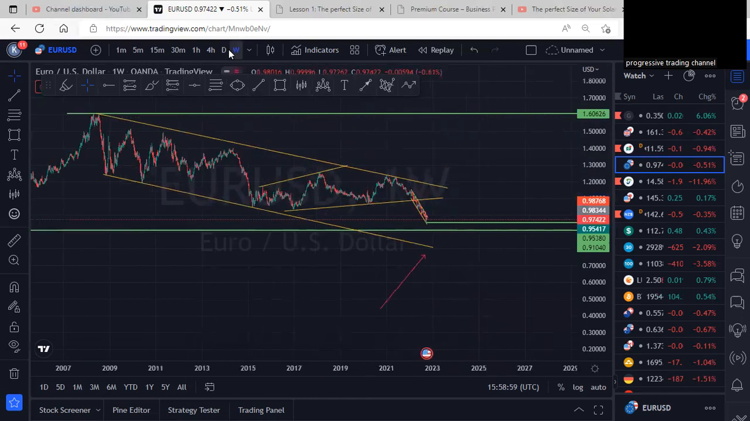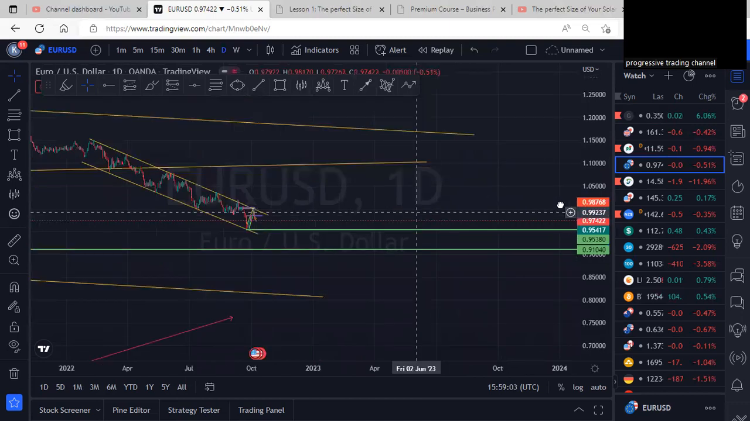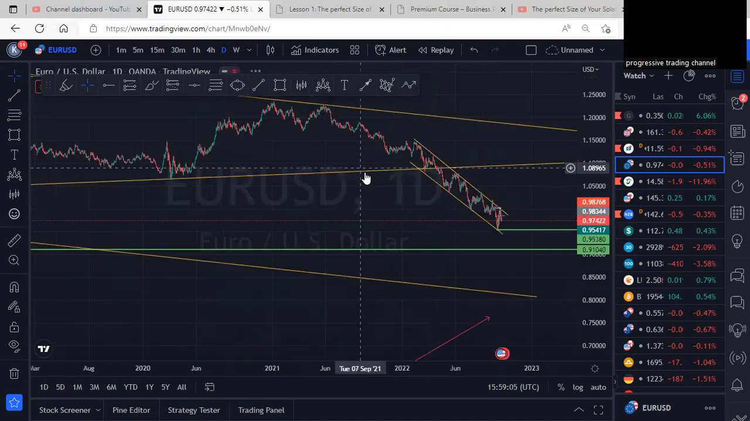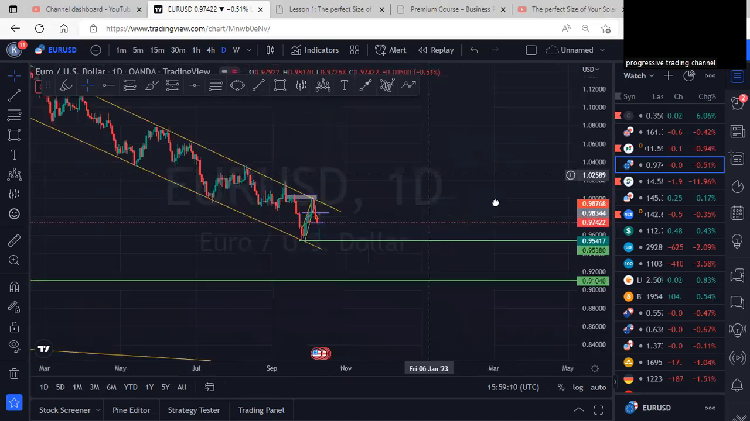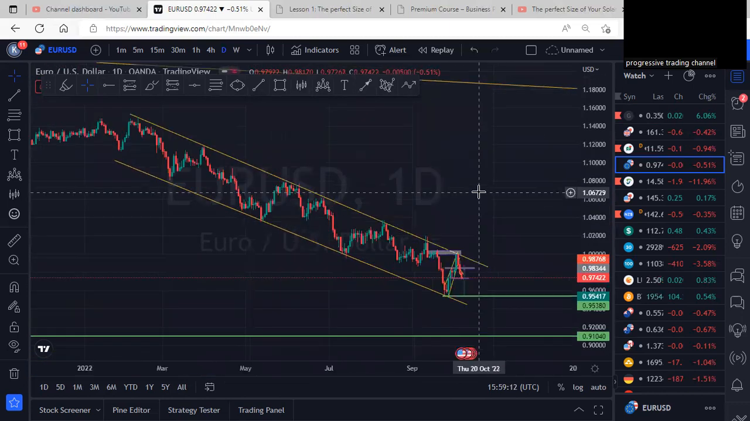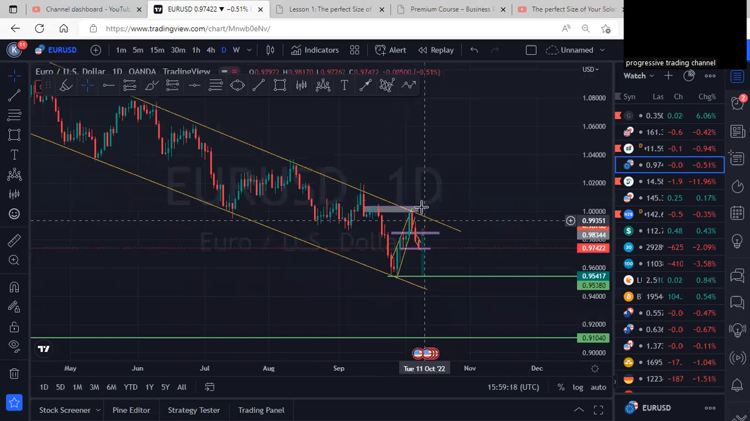Scaling down to the daily time frame, we analyze, and then we see again that we have a pattern within a pattern. Let me just move this line for that pattern, and with this pattern, you realize that we just hit our resistance, touched on the trend line, and we went down.